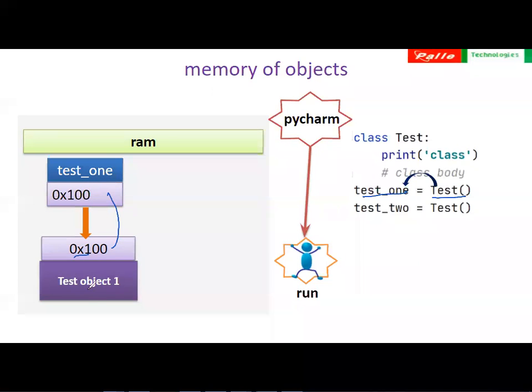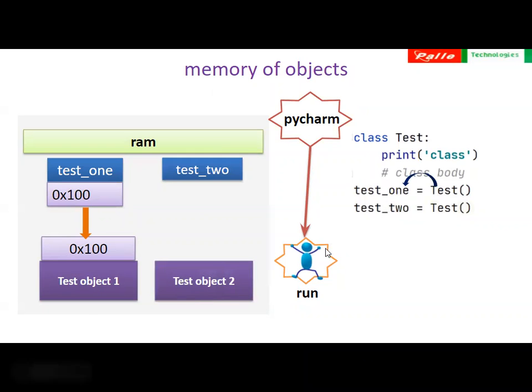Is this clear? Similarly, I'm creating one more object, so a similar operation will be performed. It will create the variable test2. After creating the variable, it will create the object of the test class. Maybe the name is test object 2.